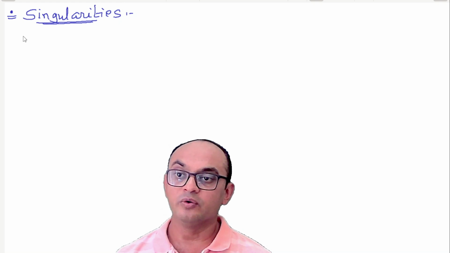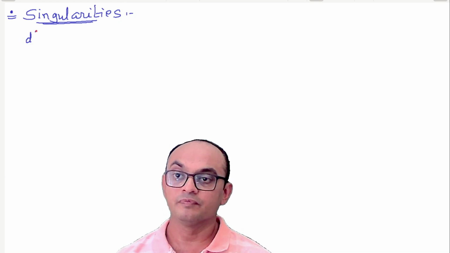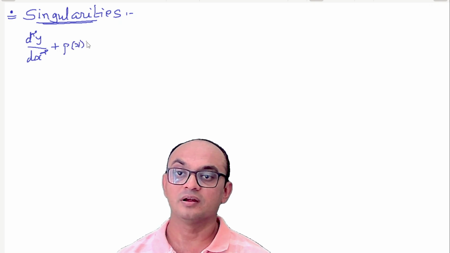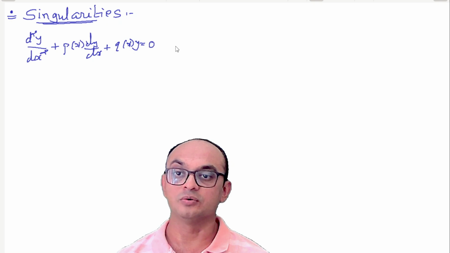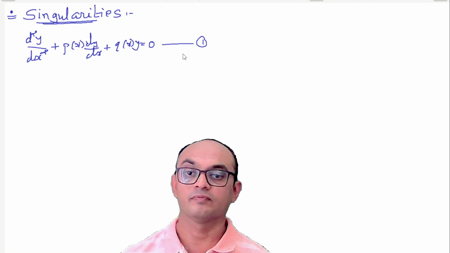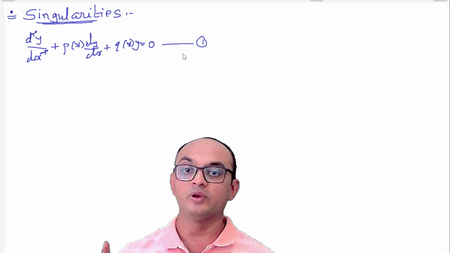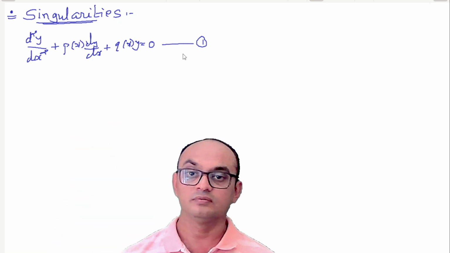So suppose we are given the differential equation d2y by dx square plus p of x into dy by dx plus q of x into y equal to 0. Say this is equation number 1. We have been given this differential equation, right?